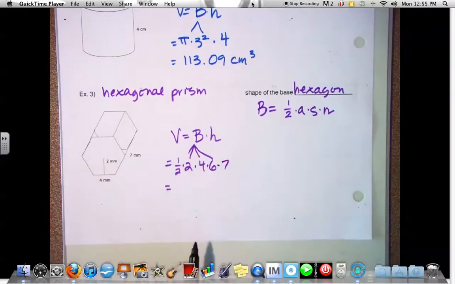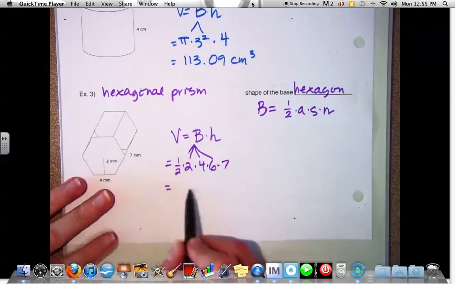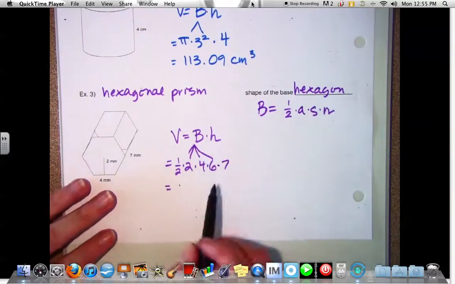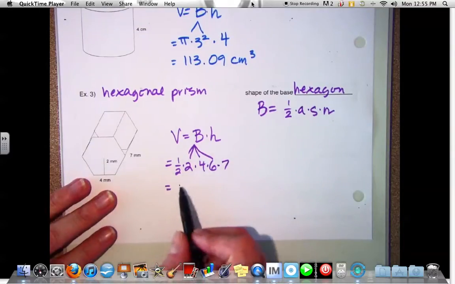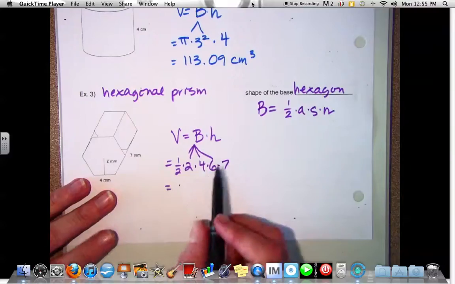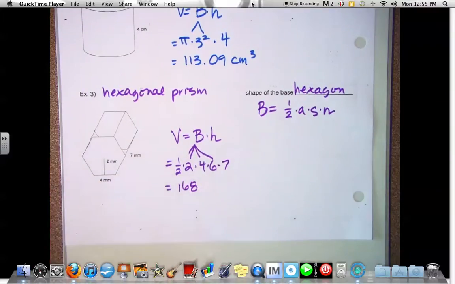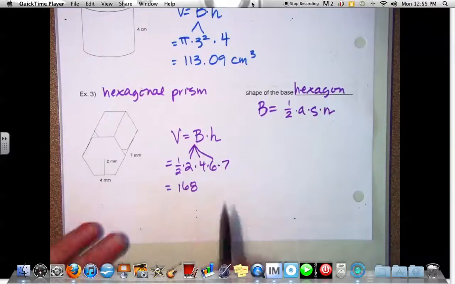All right, so 1/2 times 2 times 4 times 6 gives us 24. 24 times 7. And what is 24 times 7? A calculator would come in handy, right? 168. And the units? Millimeters cubed.